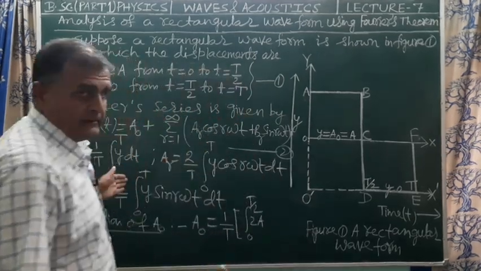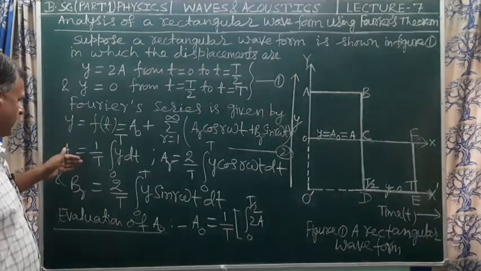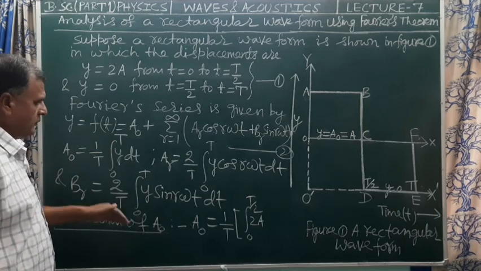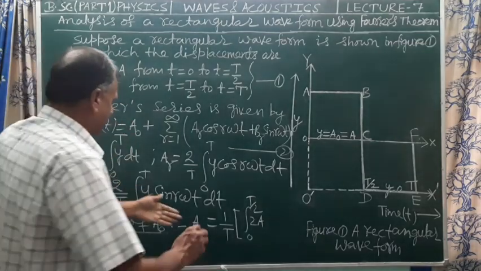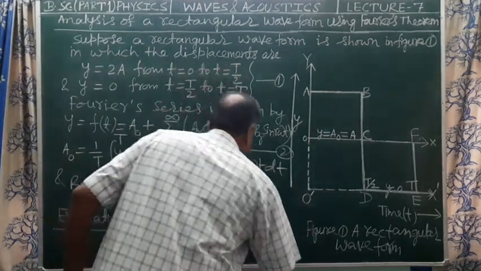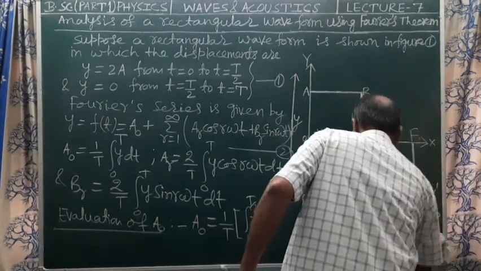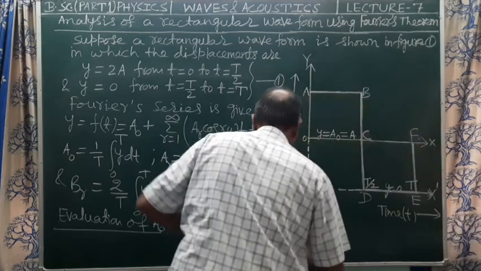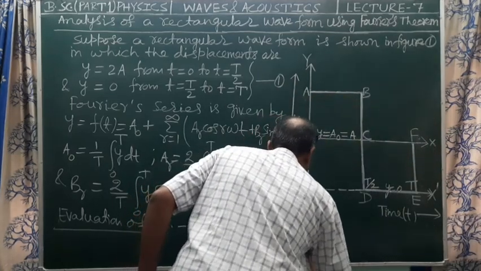The value of A0 which we evaluated in integral form is 1 by T integral 0 to capital T y dt. So for 0 to T by 2, displacement of the rectangular waveform is 2a, so it is 0 to T by 2 2a dt plus integration T by 2 to capital T y dt.